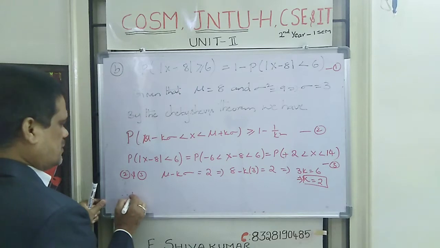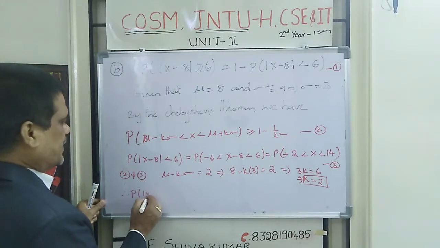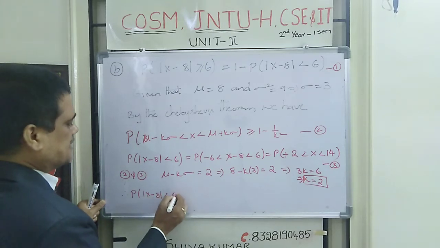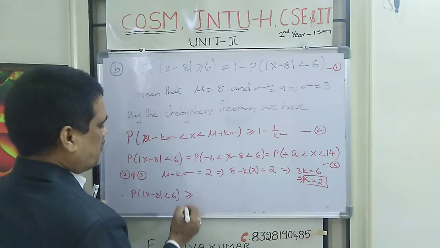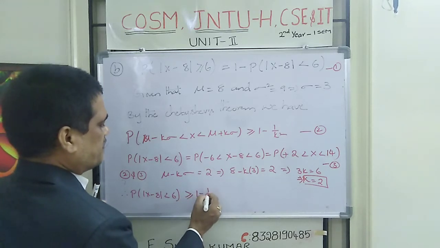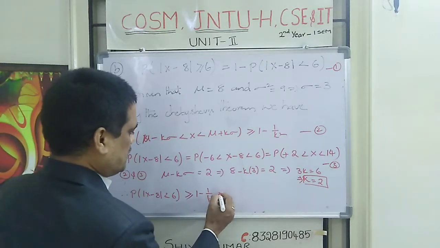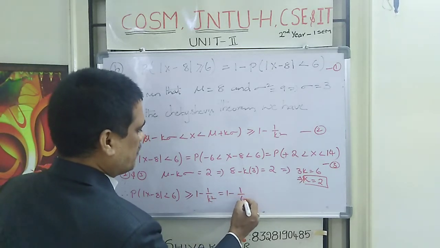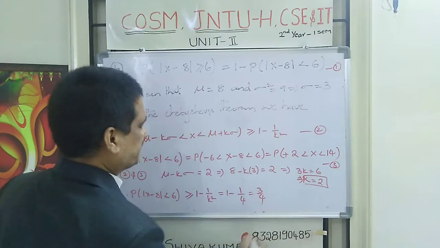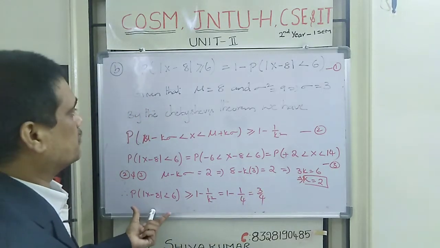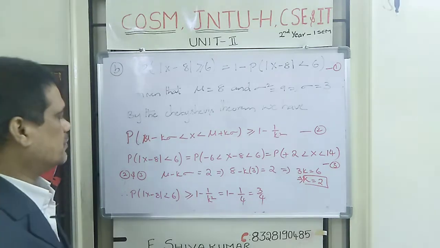Therefore, P of modulus of x minus 8 less than 6 is greater than or equal to 1 minus 1 by k square by Chebyshev's theorem. What is the k value? 2. That is equal to 1 minus 1 by 4, that is equal to 3 by 4. Now you got this value. So this is a positive value. You got 3 by 4.